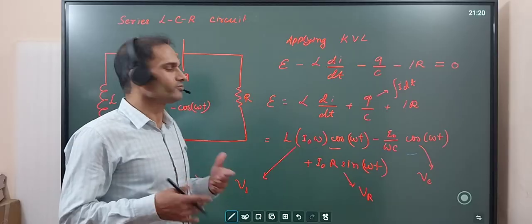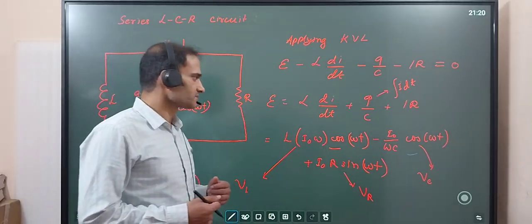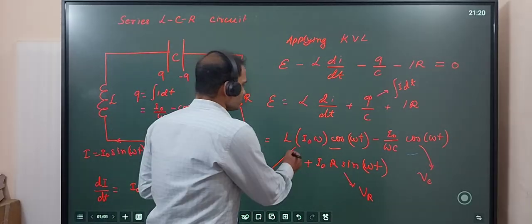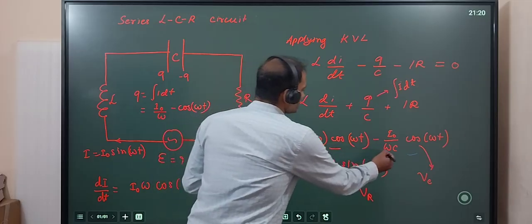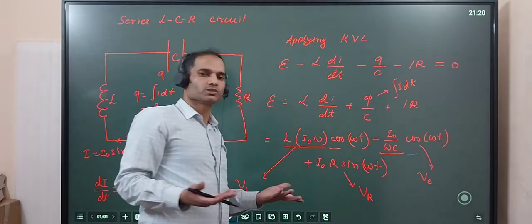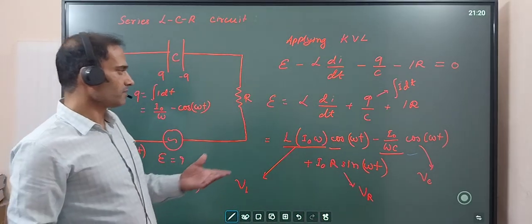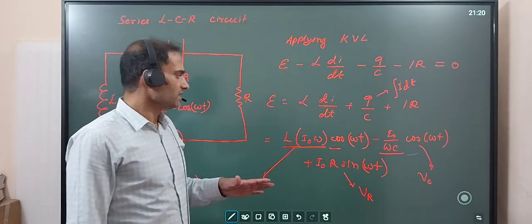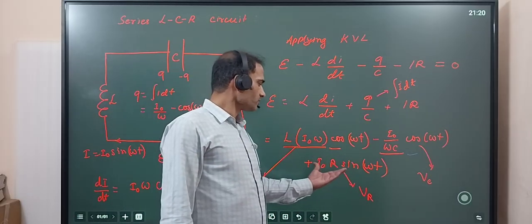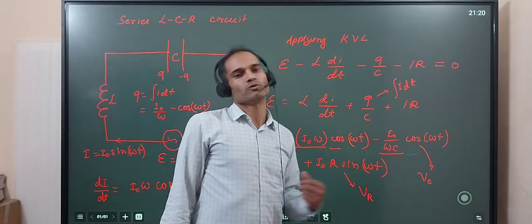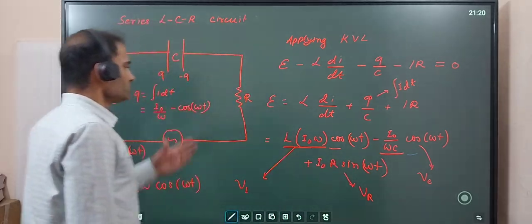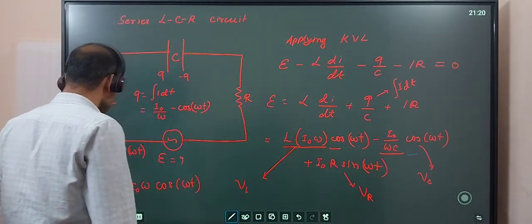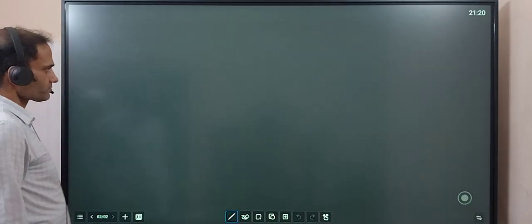That is the case of resonance. Suppose this underlined part and this underlined part are equal. Both will be equal and opposite, they will simply cancel out, and we will get only I naught R sine omega t. All these things I am going to do on the next page.